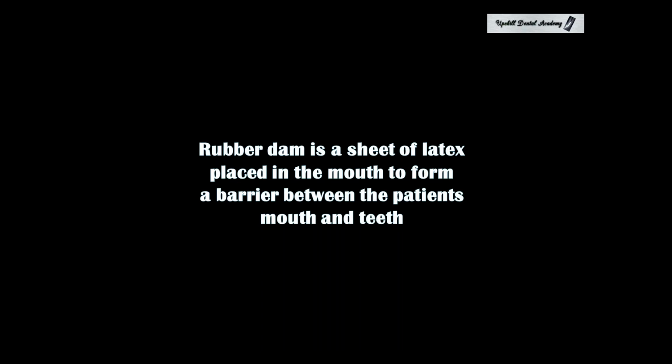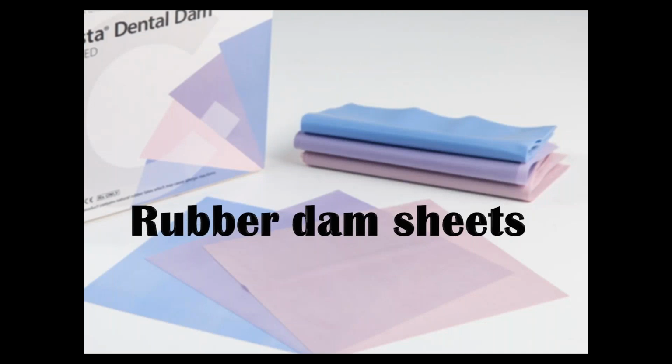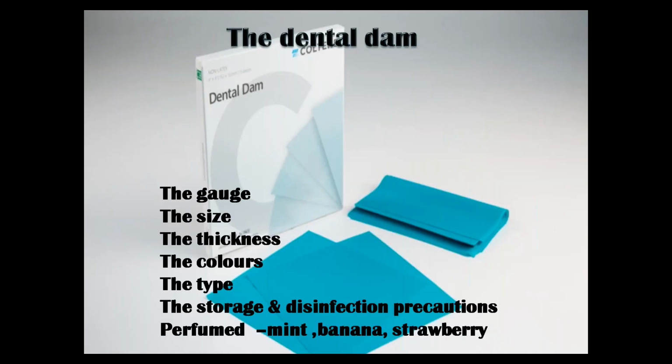Let us discuss this a little in detail so that it helps you. Rubber dam sheet is nothing but a sheet of latex which is placed in the mouth to form a barrier between the patient's mouth and the teeth. These rubber dam sheets vary in their gauge, size, thickness, colors, type, and of course, you have to follow some storage and disinfection precautions which may not be the same for all. You also get rubber dam which is perfumed for the convenience of the patients.